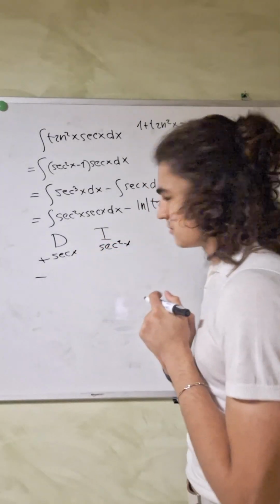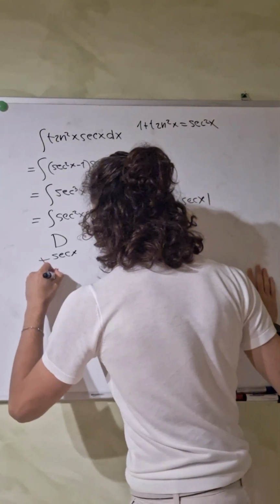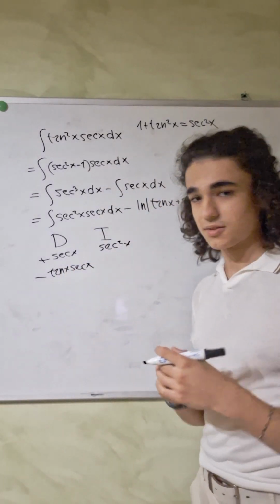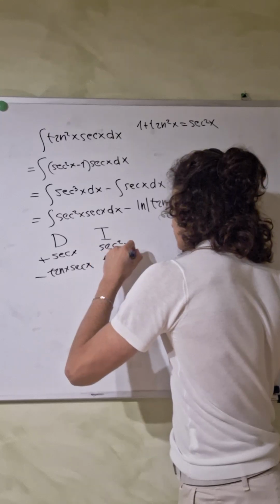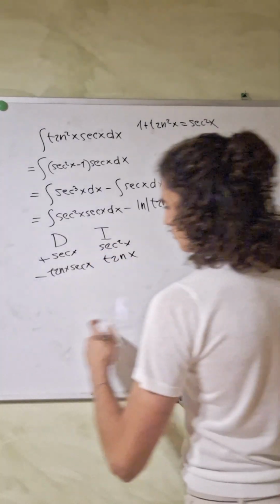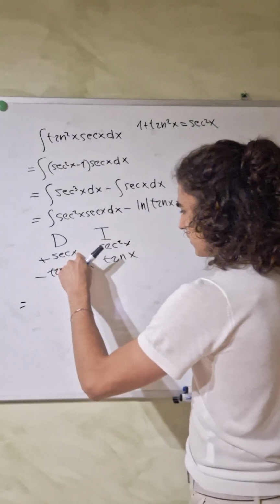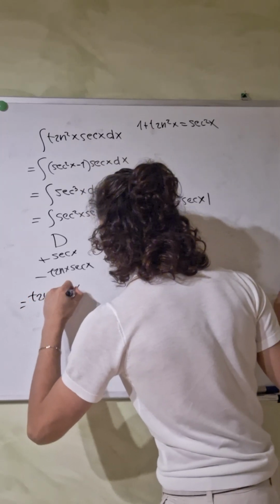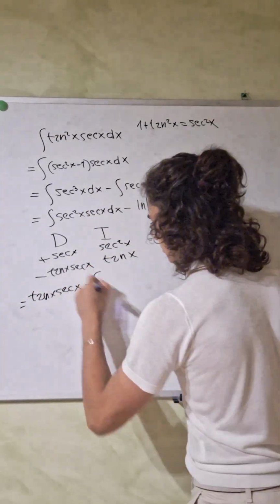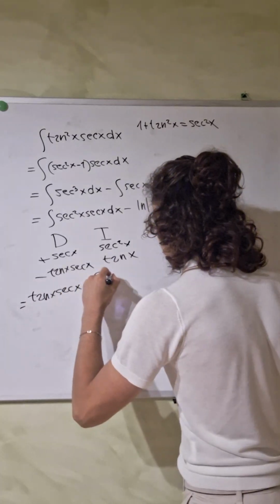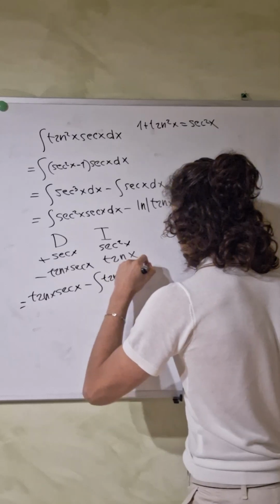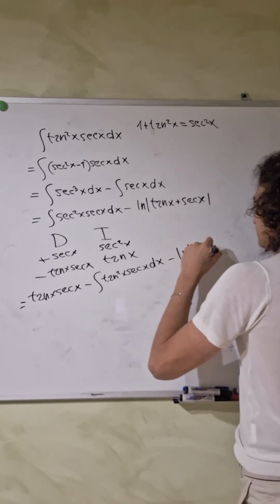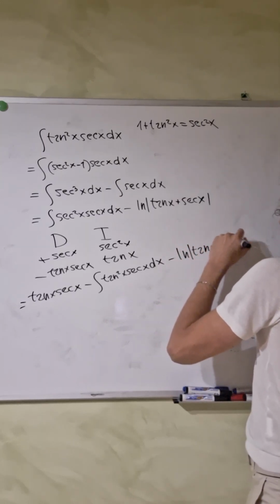Now, differentiating secant of x, we get tangent of x secant of x. Integrating secant squared of x, it's trivial, it's the tangent of x. Now, this equals this function times this function, so tangent of x secant of x minus the integral of this times this, so tangent squared of x secant of x dx minus the natural log of the absolute value of the tangent of x plus the secant of x.